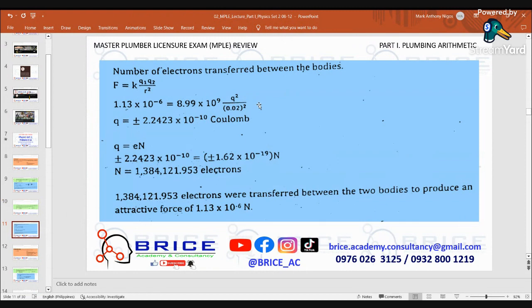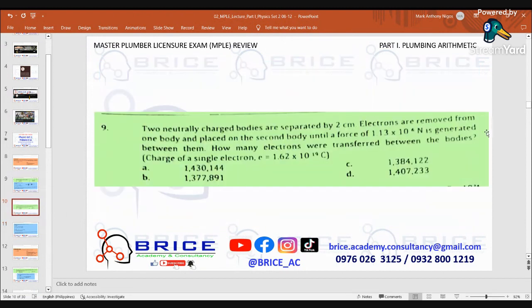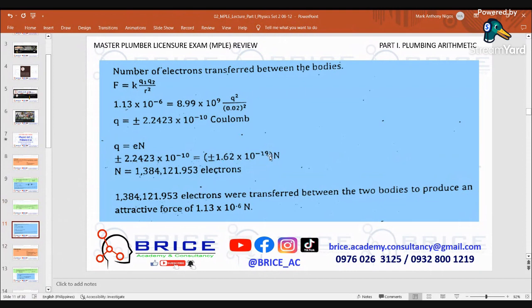If we compute that, the square root of 1.13 times 10 to the negative 6 over 8.99 times 10 to the 9 times 0.02 squared. The answer is plus or minus 2.2423 times 10 to the negative 10 Coulomb. Q is equal to N times the electron charge. So the electron is 1.62 times 10 to the negative 19.